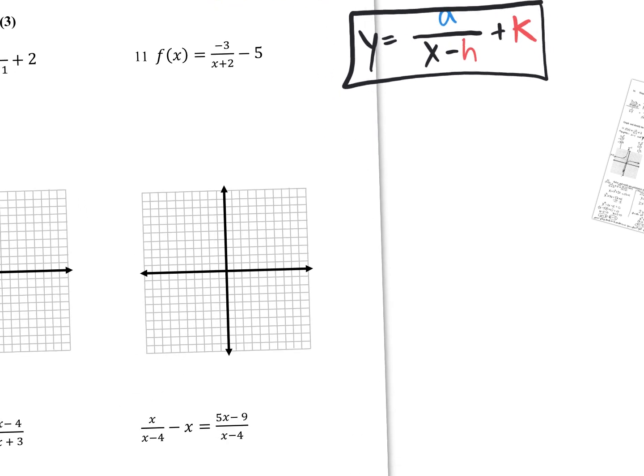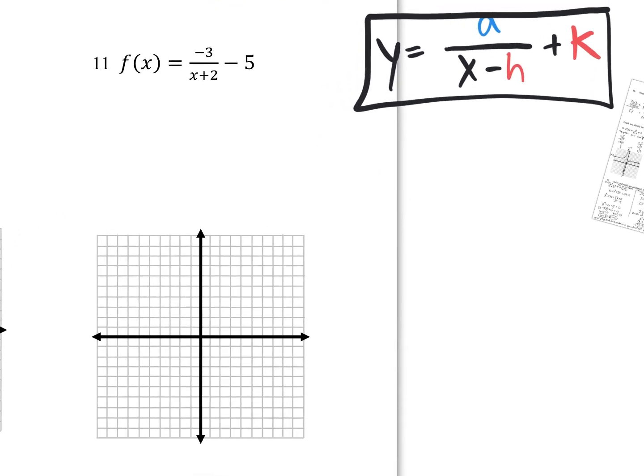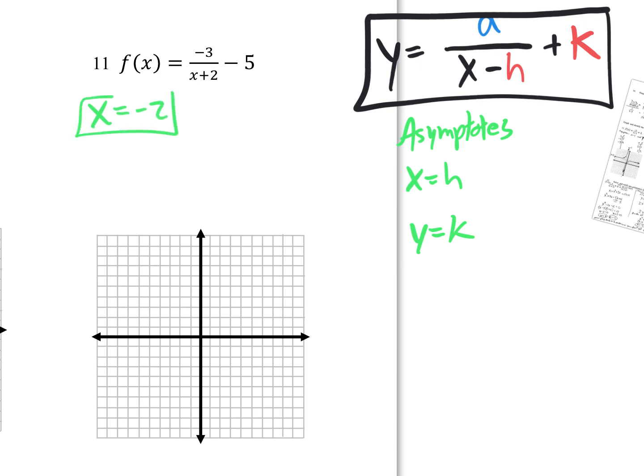So let's begin by stating the asymptotes. And I hope we remember that the vertical asymptote, the one that runs up and down, is x equals h. And the horizontal asymptote is y equals k. So let's state both of those. The vertical asymptote, x equals -2.